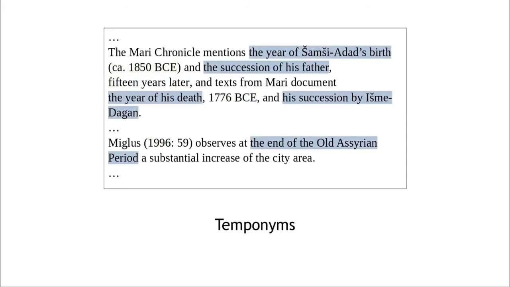This is all different for a second class of time expressions. These are called temponyms, and for temponyms, or named time expressions, we need some kind of contextual knowledge. Have a look at the last example, which reads the end of the old Assyrian period. To know how to map this expression to a time scale, you need contextual knowledge about what old Assyria is and when this period ended.